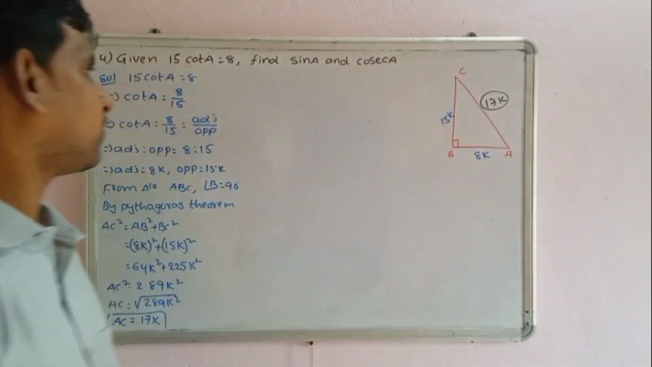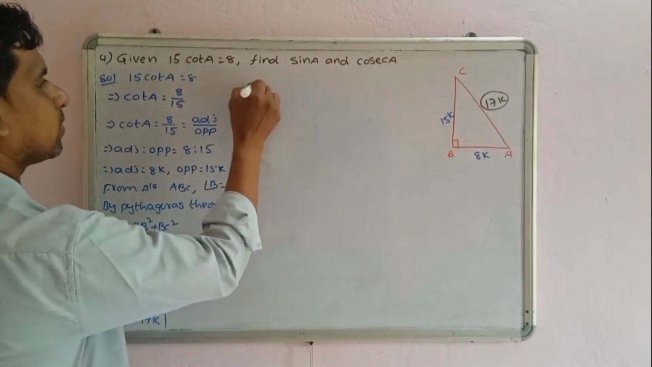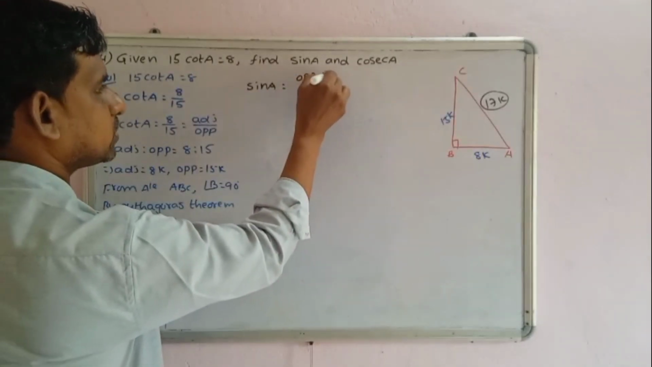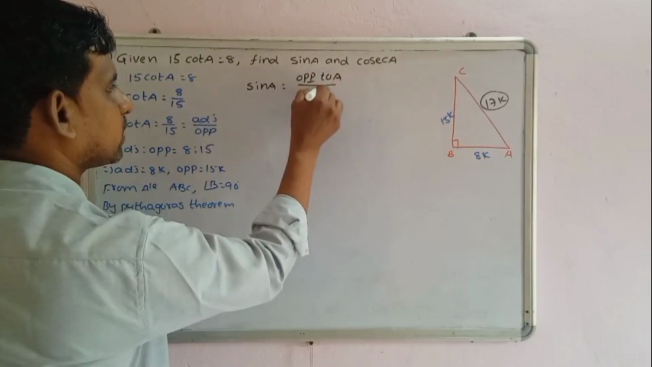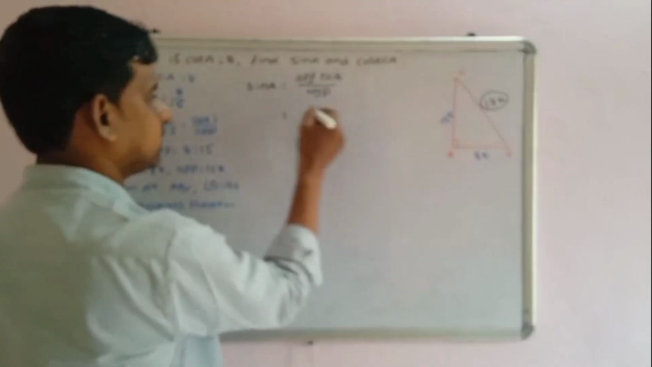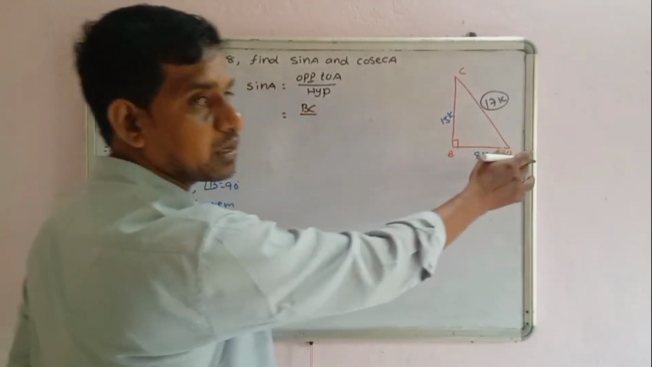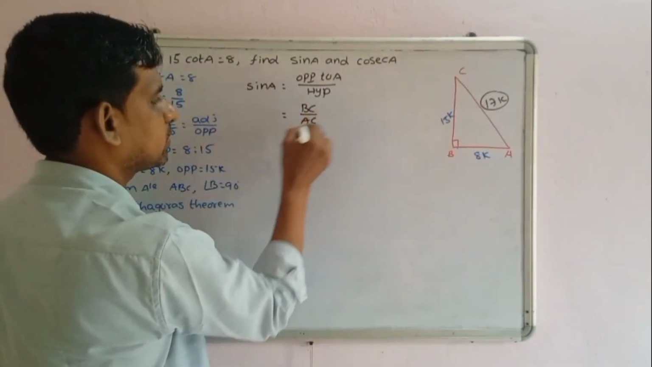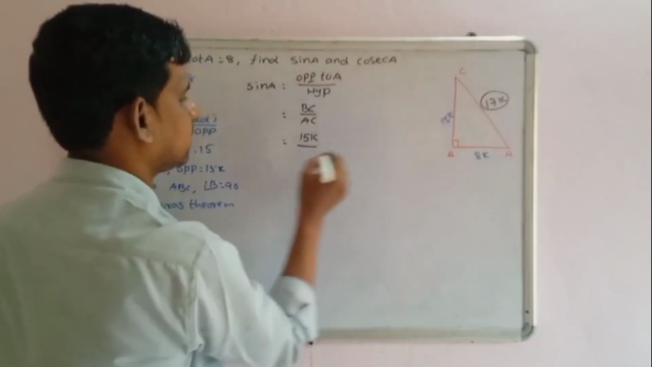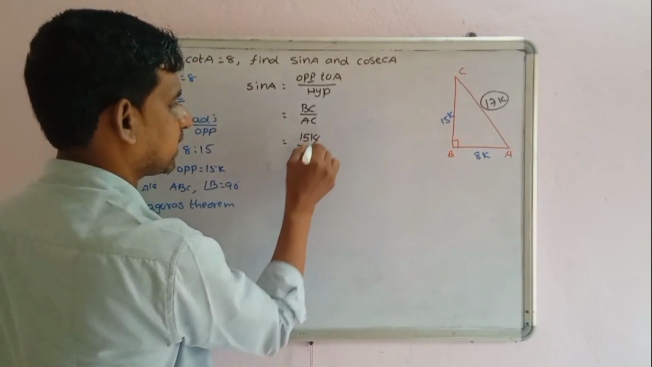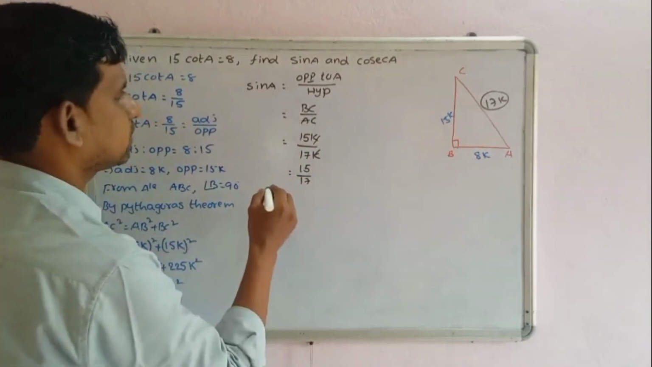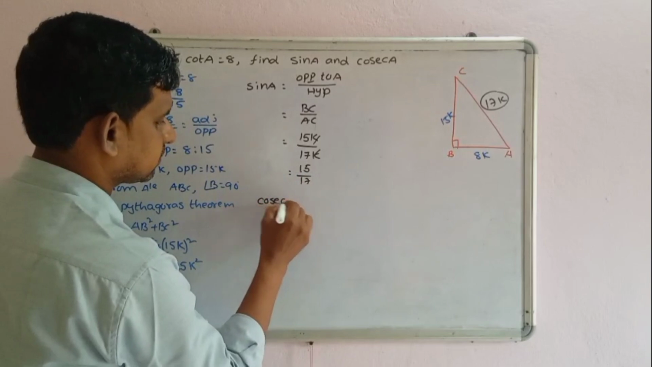Okay, now we will find sin A. What is sin A? Sin A means opposite to A over hypotenuse. So what is opposite to A? A opposite is BC. Hypotenuse is AC. BC value is 15k, hypotenuse is 17k. So k gets cancelled: 15 by 17.